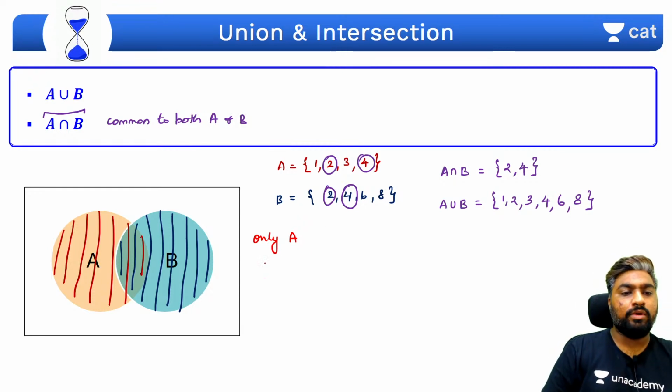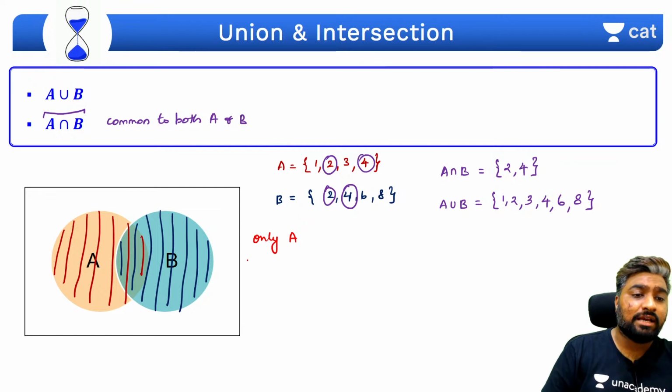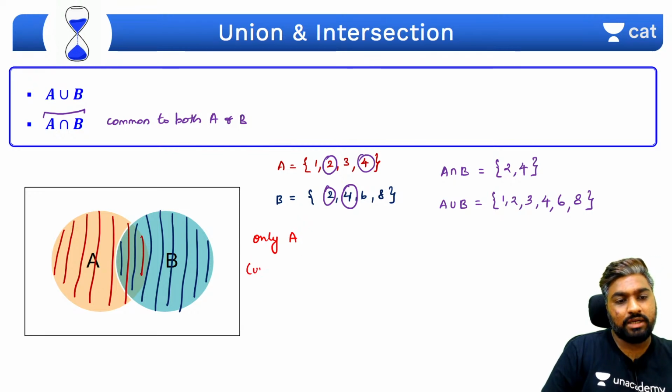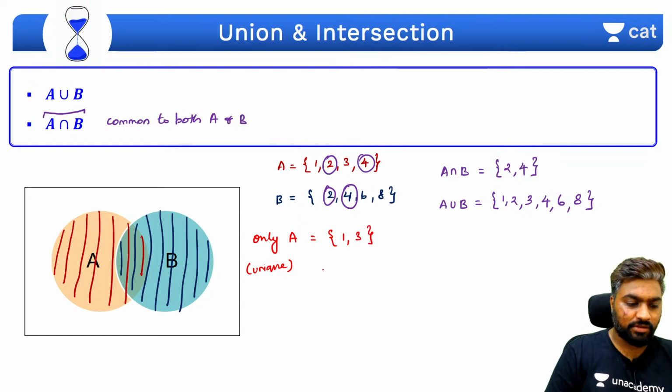What do you mean by only A? Terms that are unique only to A. Yes, unique to A. That means it should not be a part of the intersection. Only A will contain what? 1 and 3. Very good, Devanshi. 1 and 3. Why? Because 2 and 4 are a part of B also.